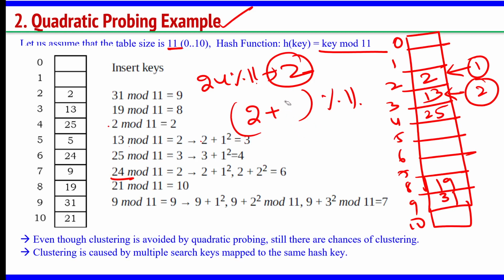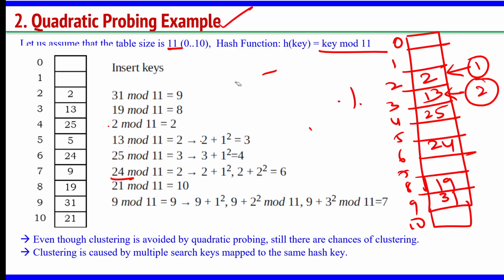So, a second collision happened. So, you will take 2 plus 2 square this time modulo 11. What is 2 plus 2 square? 6. 6 modulo 11 is 6. So, the number 6 is free, you will be placing your 24. Whenever a collision is happening, you are increasing that complexity. Let us see one more example, you will understand it better. Let us insert a few more elements into this.